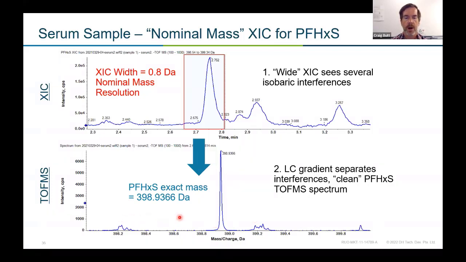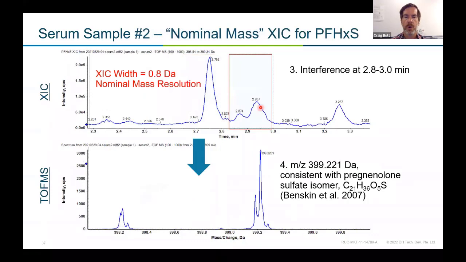They're not as large because we were able to use a good chromatographic gradient, but they certainly are present nearby. So then if we look at one of the other nearby peaks, you can see that it's certainly not hexane sulfonic acid, but an indication of this compound here, which Benskin identified in 2007.